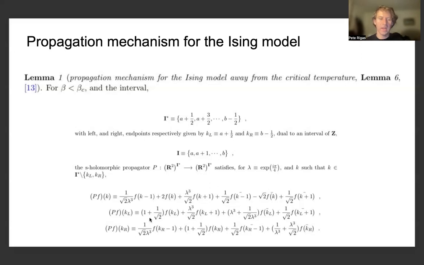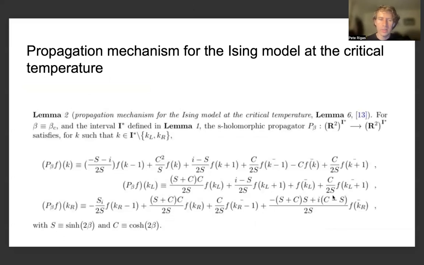And this is just given by a different type of expression because it's a superposition of the values of the parafermionic observable that's acted on by the propagator for the Ising model. If we look at the value of the image of the propagator acting on a function at some point k, it's proportional to evaluations of the function at the points k minus 1, k plus 1, as well as the complex conjugate of each one of these three function evaluations. And there are similar expressions for the value of the propagator at the left endpoint and the value of the propagator at the right endpoint of the finite volume.